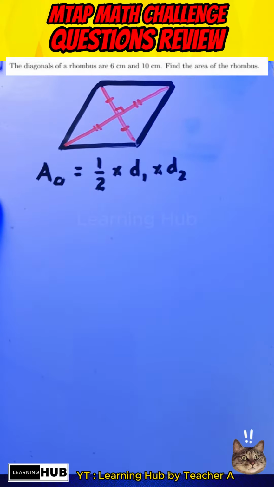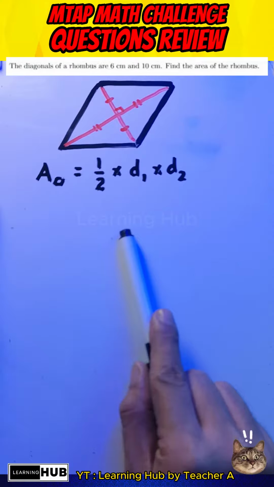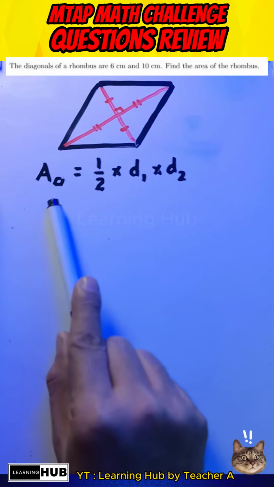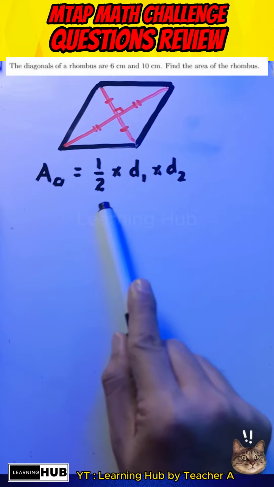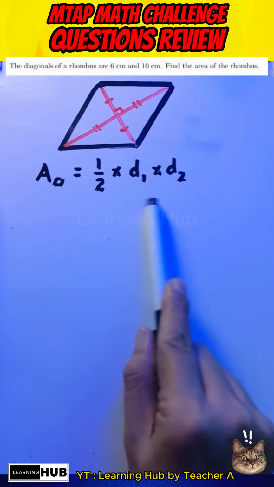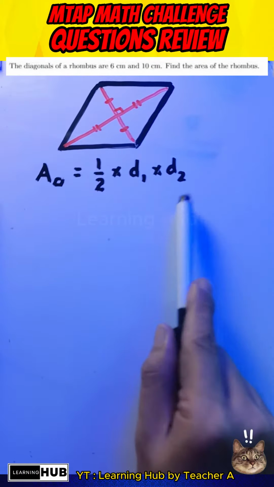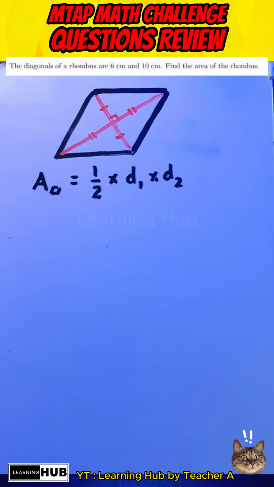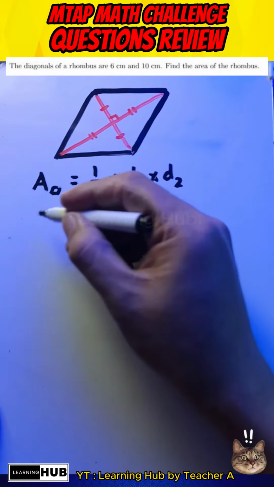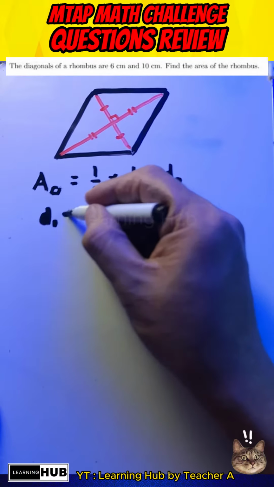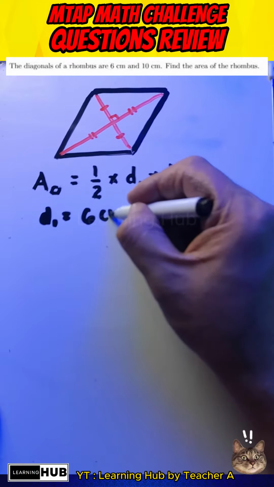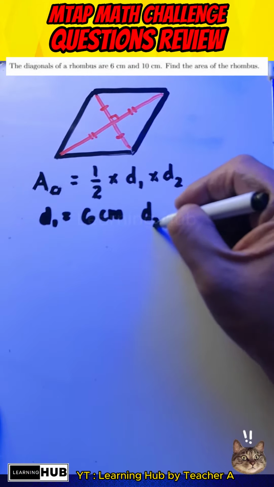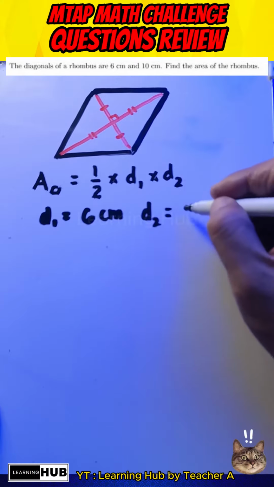of the rhombus by having the formula of area of a rhombus with diagonals given as 1/2 times diagonal 1 times the diagonal 2. In our given, diagonals are, the diagonal 1 is equal to 6 cm and the diagonal 2 is equal to 10 cm.